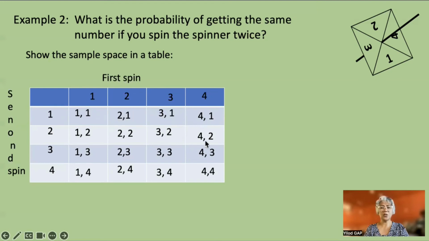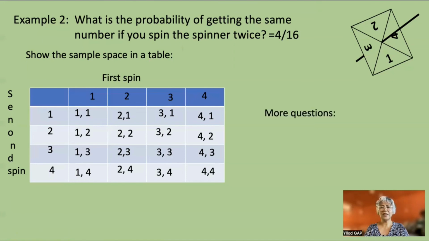Now, how many outcomes are there? So you have 1, 2, 3, 4, 5, 6, 7, 8, 9, 10, 11, 12, 13, 14, 15, 16 outcomes. Okay, now we can answer that question there. How many did we get that are the same number? Okay, so we have 1, 2, 3, and 4. Therefore, the answer to this question should be 4 over 16. Or you can reduce that to 1 over 4.